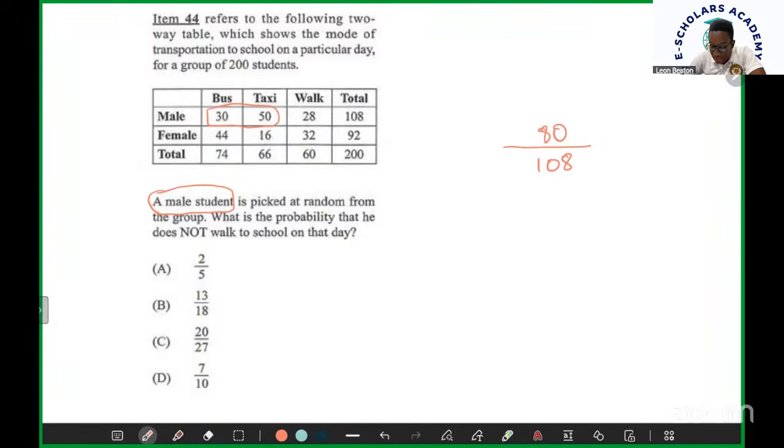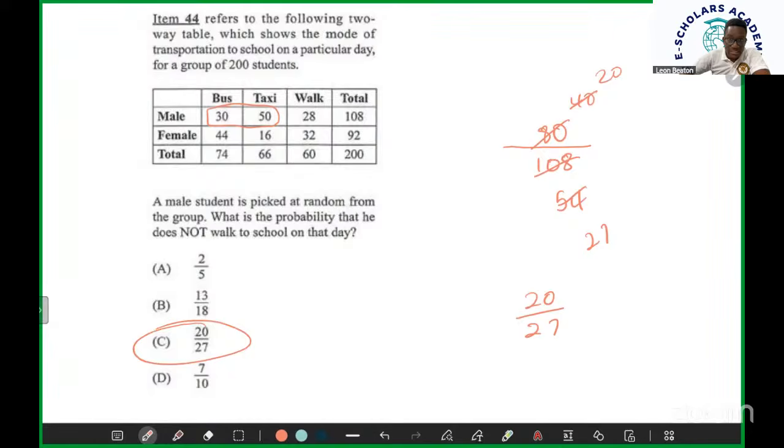We got to break this down. So 80 divided by 2 is 40. 108 divided by 2 is 54. 40 divided by 2 is 20. 54 divided by 2 is 27. So it's 20 over 27. Can we break this down further? Nah, I don't think you can, going to 20 and 27. So C.